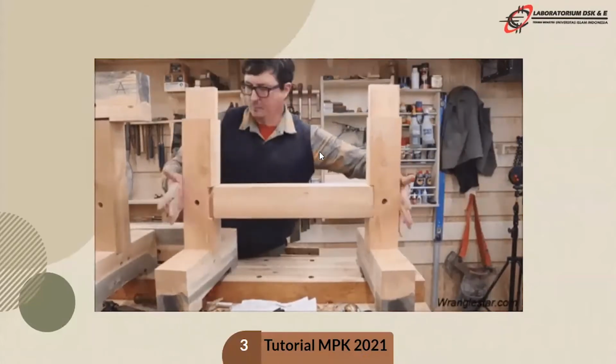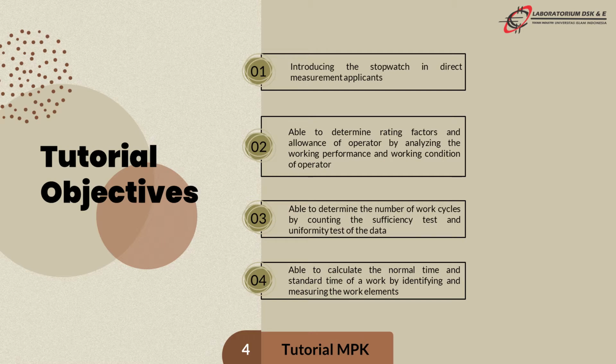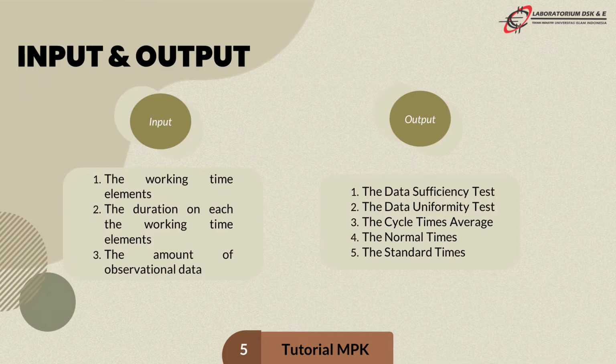The tutorial objectives are, first, introducing the stopwatch in direct measurement applications. Second, able to determine rating factors and allowance of the operator by analyzing the working performance and working condition of the operator. Third, able to determine the number of work cycles by conducting the sufficiency test and uniformity test of the data. Fourth, able to calculate the normal time and the standard time of a work by identifying and measuring the work elements.